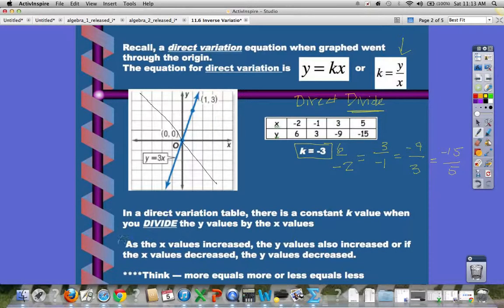Something else you need to understand with a direct variation: as the x value increases, the y value also increases. As x goes up, so does y. But also, if x decreases, then the y's decrease. So it goes both ways. If it's going up, they're both going up. If it's going down, they're both going down. Think of this in terms of more equals more, or less equals less. That'll help you when you're working with word problems to understand which one to use. More equals more or less equals less is a direct variation. And you'll see what we're talking about in just a moment.